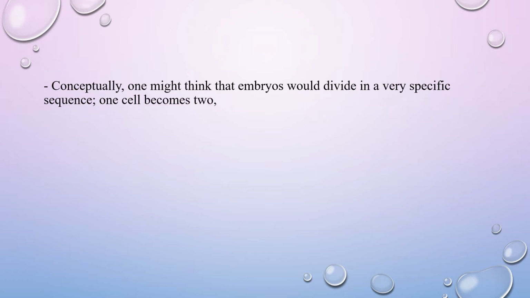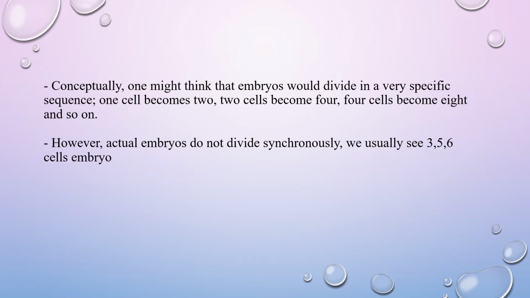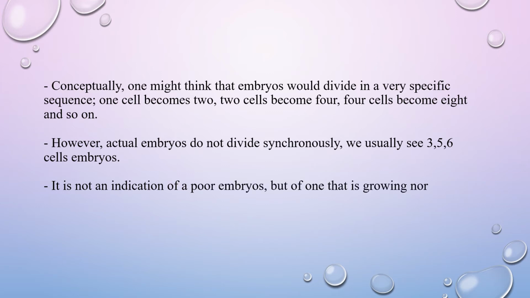Conceptually, one might think that embryos would divide in a very specific sequence. One cell becomes two, two cells become four, four cells become eight, and so on. However, actual embryos do not divide synchronously. We usually see 3, 5, or 6 cell embryos. It is not an indication of a poor embryo but of one that is growing normally.